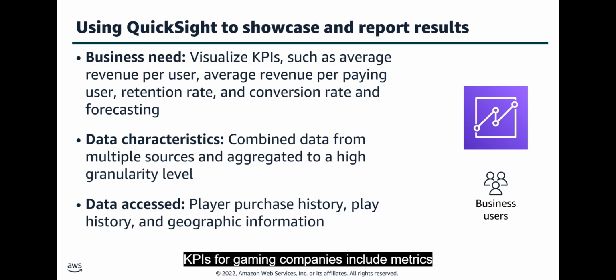KPIs for gaming companies include metrics such as conversion rate. The conversion rate measures the number of users who have made a purchase during a specific time period. The ability to turn free users into paying users is a high priority for investors. QuickSight can help to showcase such metrics, including forecasting, effectively.